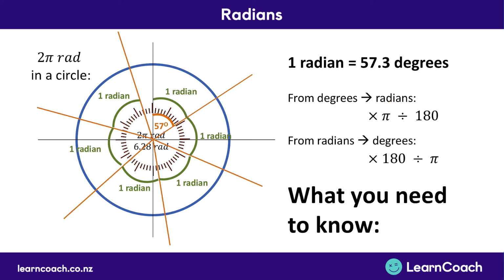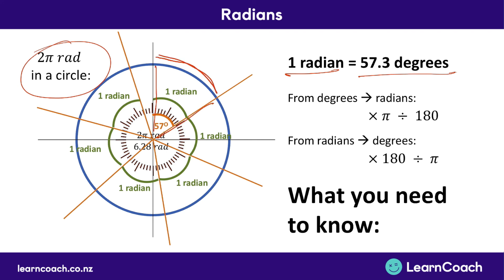So this is everything you need to know from this video. You need to know that 1 radian equals 57.3 degrees, and that a radian is just a different way to measure the same thing, to measure angle. Now in a whole circle, you'll have 2 pi radians, which is the same as saying 6.28 radians. 1 radian means that this arc length around the outside is the same length as the radius of the circle.